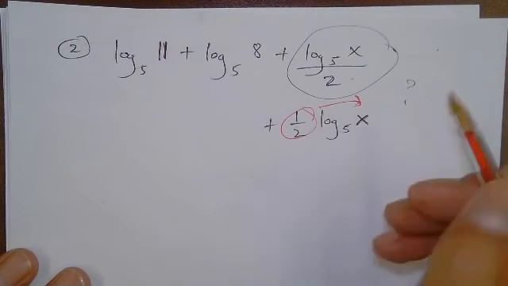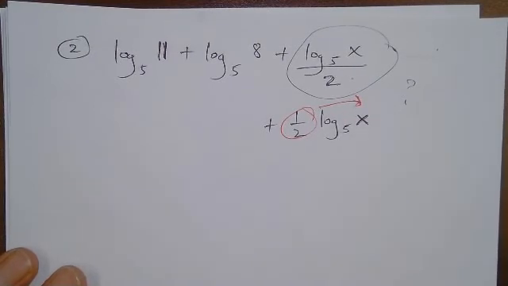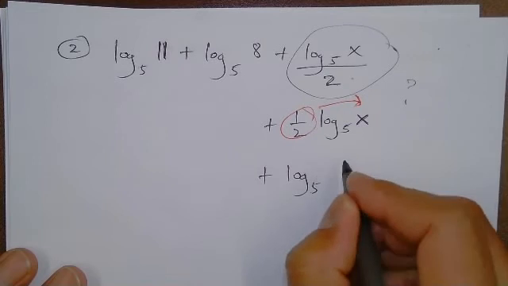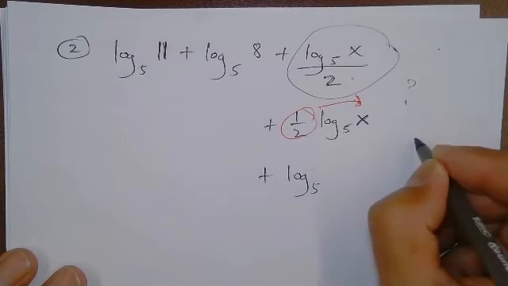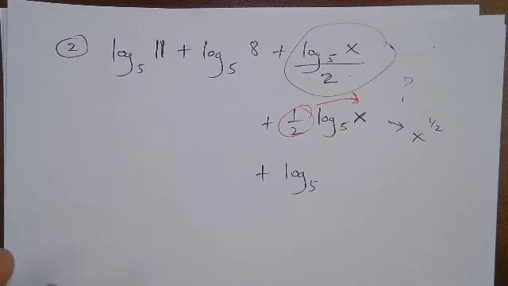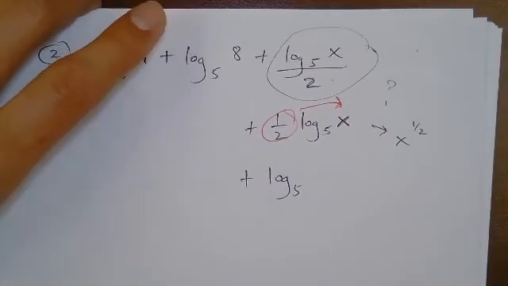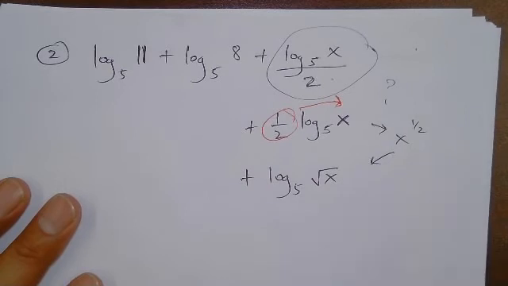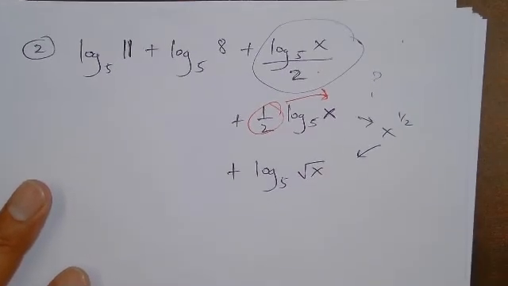And then when this 1/2 goes up to a power, isn't that going to have to come up? Isn't it really going to be log 5? Well, it's going to be x to the power of 1/2, isn't it? It's going to be x to the power of 1/2. But remember, when you have a fraction, it's a radical. It's going to be what? The square root of x.